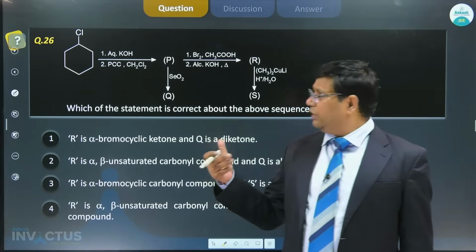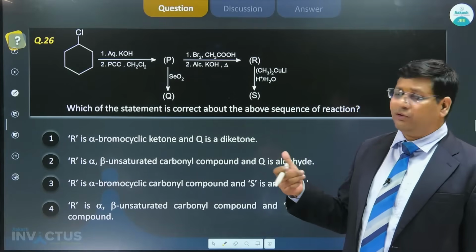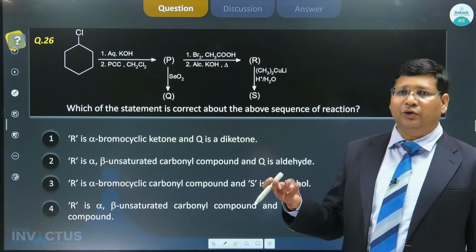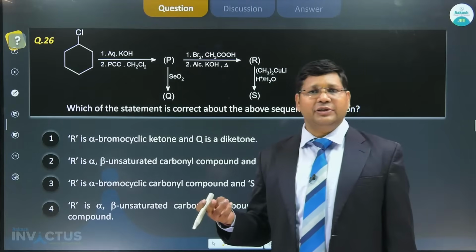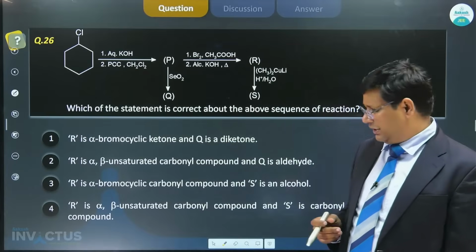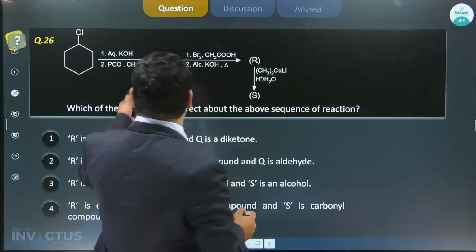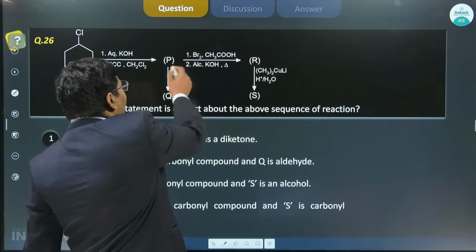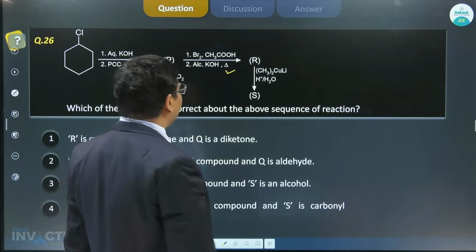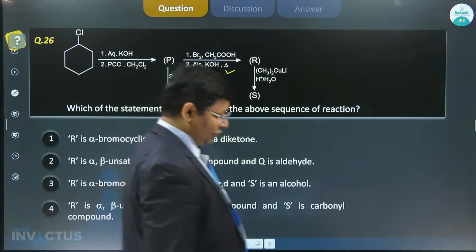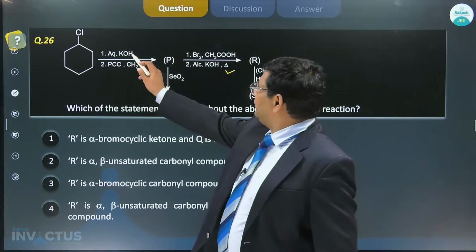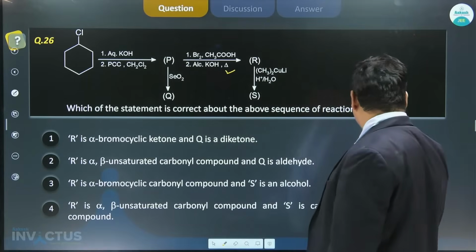As you already know, this test is based on 4 topics of organic chemistry: alkyl halides, alcohols, ethers and phenols, aldehydes and ketones, and carboxylic acid derivatives. Common reagents are used in this reaction. In the first case, aqueous KOH, PCC, CH2Cl2 gives compound B, and then after bromination you get compound R, and finally you have to mark this question. Very simple.